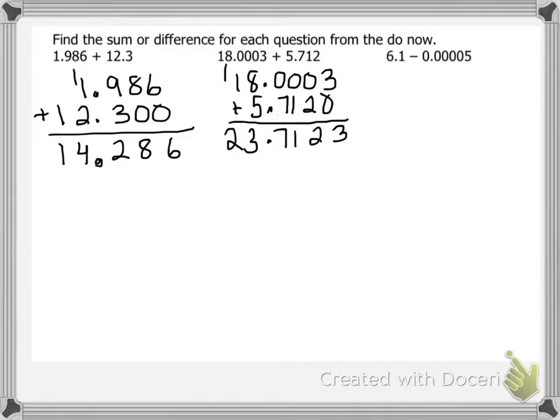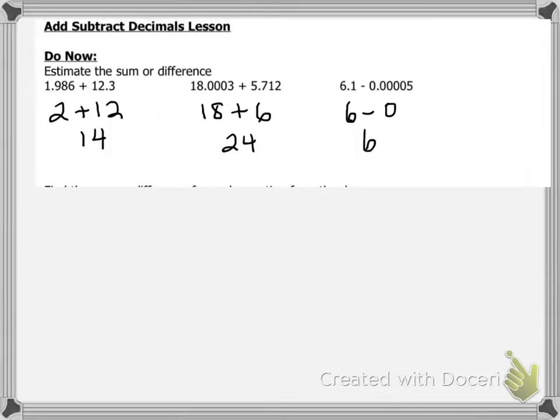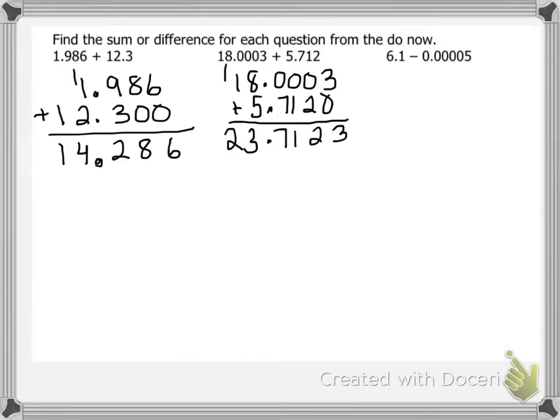Let's go back to our estimate. Our estimate was 24, and that 23 and 7,123 10 thousandths is very close to 24. All right, so let's move on to our last one.